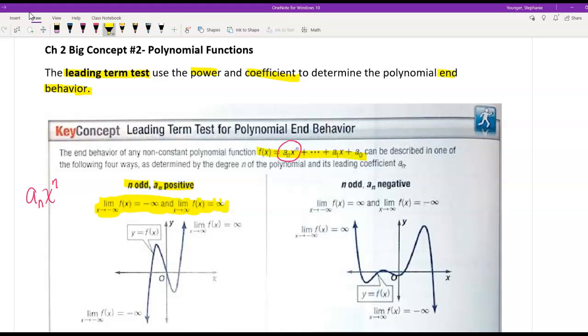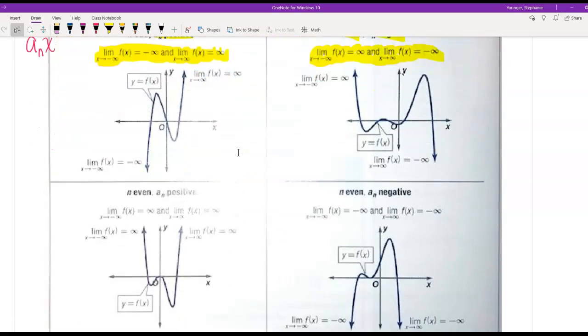So if n is odd and a is negative, we do that reflection like we normally would. So it says the limit of f of x as x approaches negative infinity is positive infinity, and the limit of f of x as x approaches infinity is negative infinity. Now, once again, this is a concept that you want to write down, take notes, commit it to your memory. It'll save you so much time.